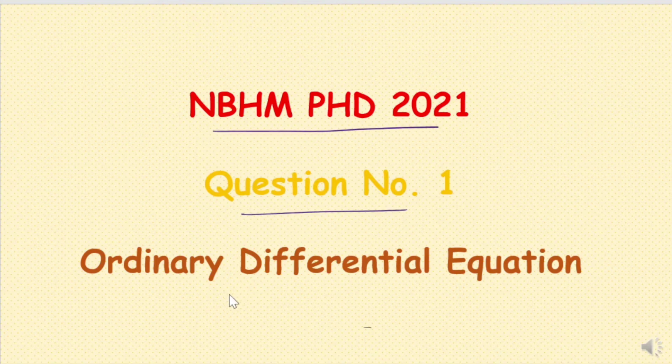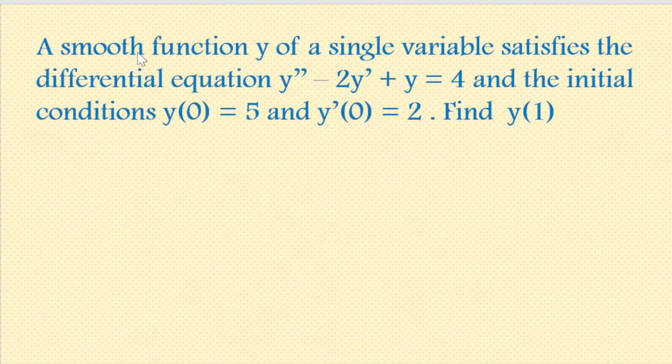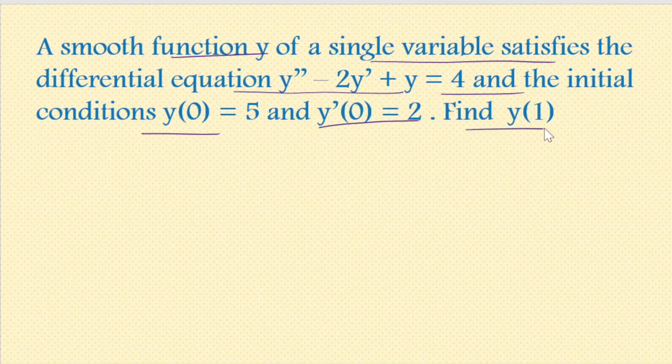Question number 1. This question is from ordinary differential equations. The question says that a smooth function y of a single variable satisfies the differential equation y'' - 2y' + y = 4, and the initial conditions are y(0) = 5 and y'(0) = 2. Then find y(1). So this is a simple question of ordinary differential equations.